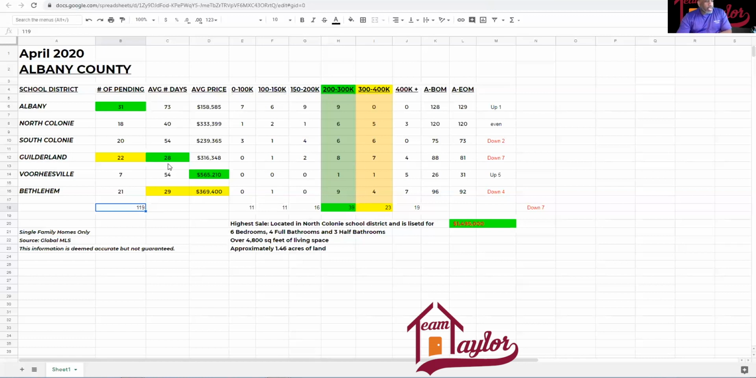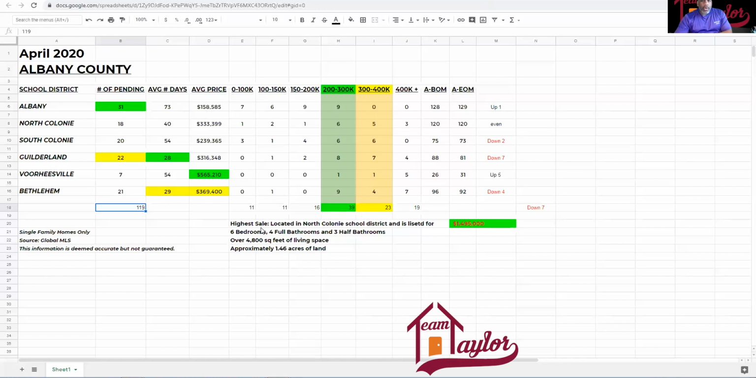Average days on market, Guilderland was best with 28. Now the good part is this is one of the only counties that doesn't have a bunch of 100-and-something-day averages on the market. So that is good. For the most part, we're talking a month to 2 months that the inventory is being sold. So that part is very good. And the average price point, Voorheesville is first with a little over $500,000, followed by Bethlehem. But overall, the strength is very good in the average days on market as well.